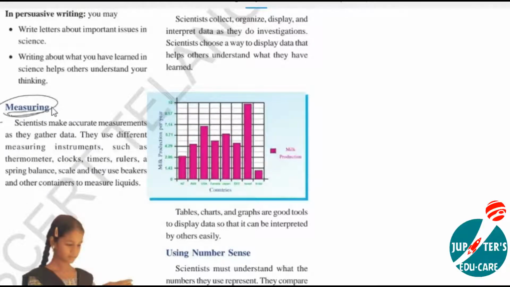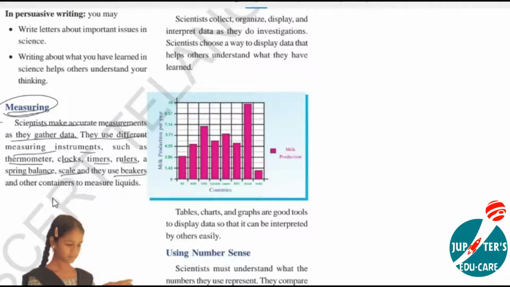So how do scientists use measuring? Let us see. Scientists make accurate measurements as they gather data, right? To measure, they use different measuring instruments. We have a lot of measuring instruments and tools. For example, a thermometer helps to measure temperature, a clock helps to measure time, and rulers measure length. A spring balance helps to measure weight. Scales can also measure length and width.